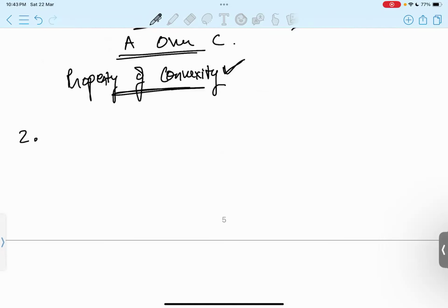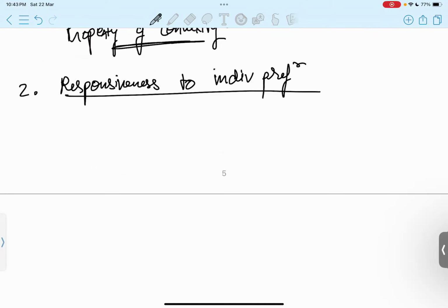Second condition is responsiveness to individual preferences. So what is the meaning of responsiveness? Here it means that social choices which are ranked must respond to the individual ranking also, because social choices are in a way a group, and they depend upon how the individuals are ranking their preferences. So that needs to be responsive.